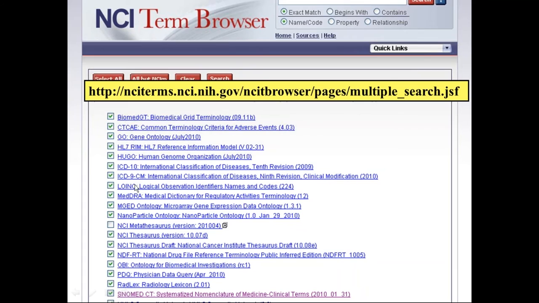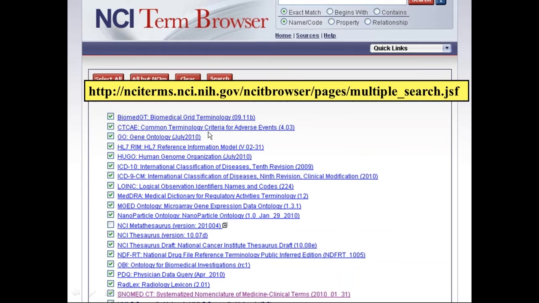And this is the NCI term browser, and you can go there. I've got a URL for this. And this is a freely available term browser, and it's got lots of different terminologies in there. So let me go through them. Here's HL7. Oh, we haven't talked about HL7 yet. ICD-10, ICD-9, LOINC. There's SNOMED. RxNorm is in there somewhere, probably off the screen. And then you can see there's lots of other terminologies here.